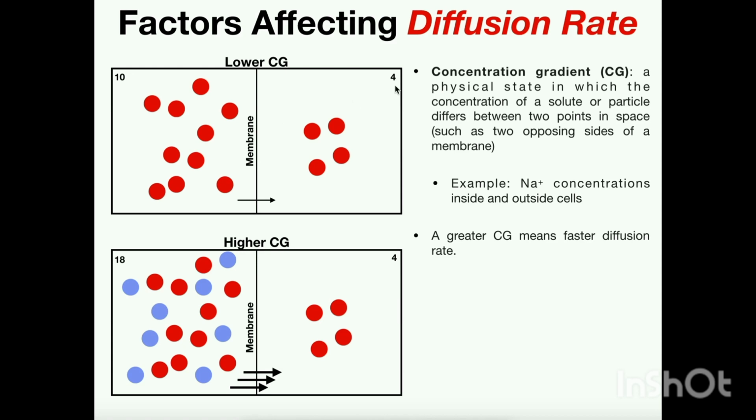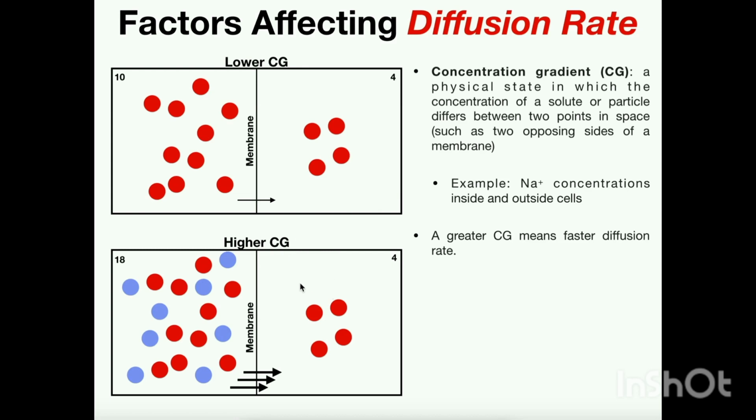And so we know from diffusion, that being movement from high to low, that the direction of diffusion is going to be from left to right, because we have a higher concentration on the left side and a lower concentration on the right. So the net diffusion of these red particles will be from left to right. But let's change this situation just slightly. Let's increase the concentration gradient. Let's make a higher concentration gradient.